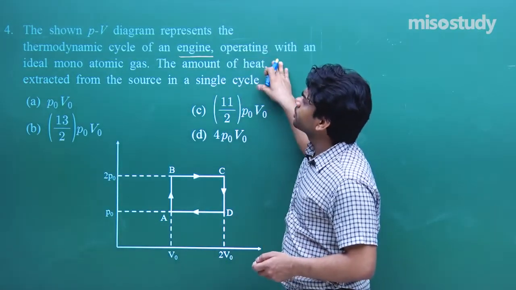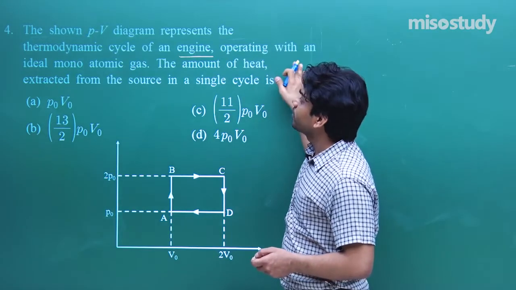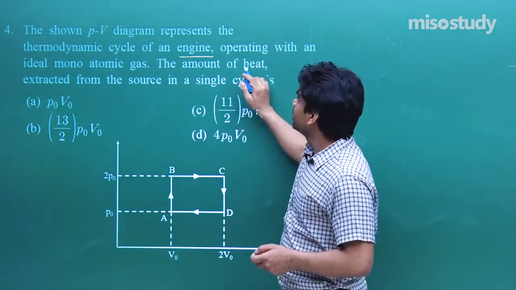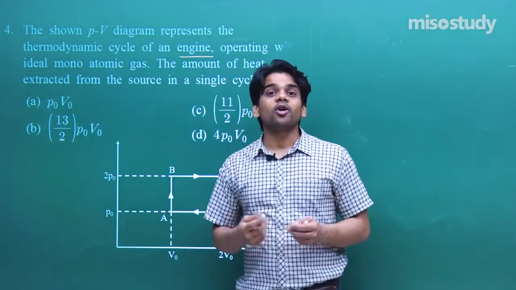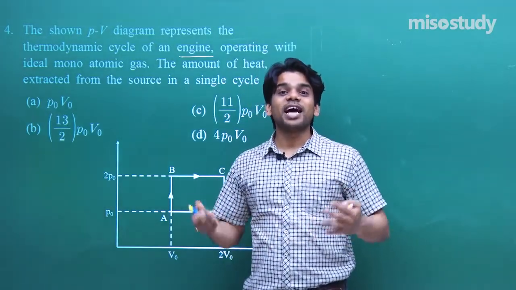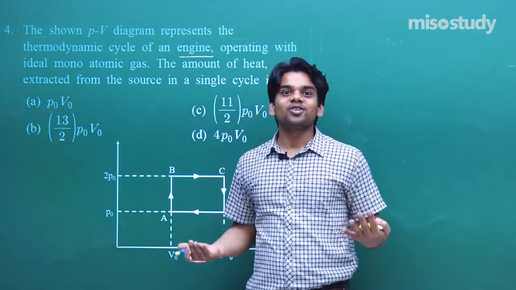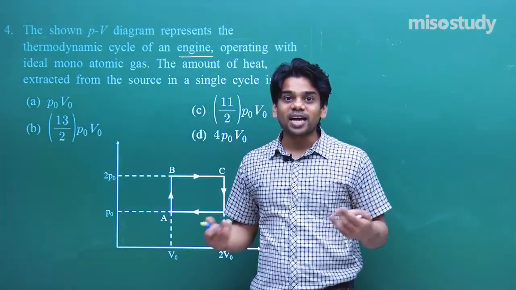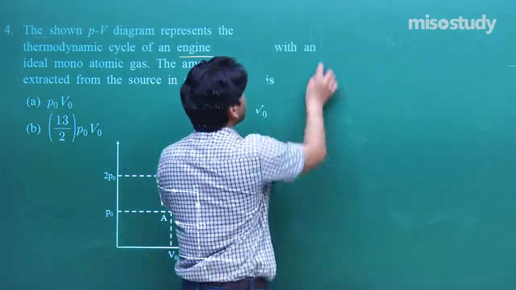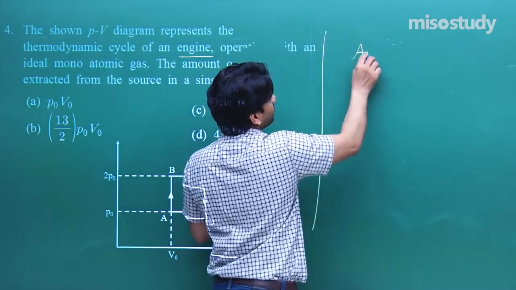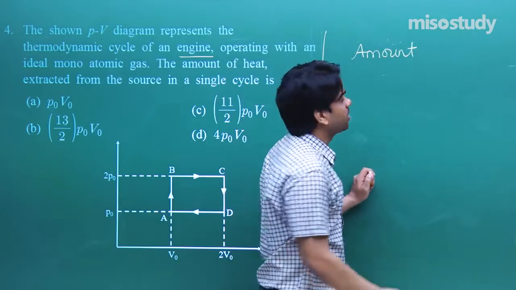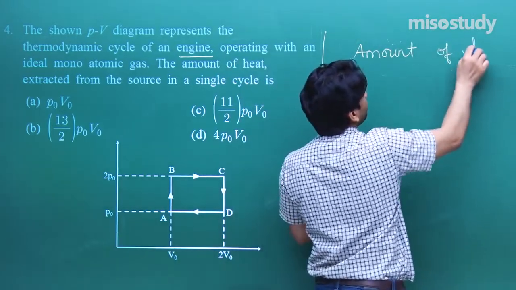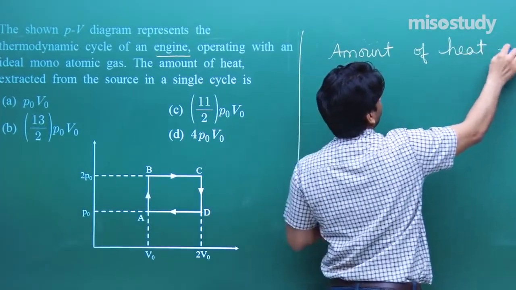The shown PV diagram represents the thermodynamic cycle of an engine operating with an ideal monatomic gas. We need to find out the amount of heat extracted from the source. That means when the gas expands, that is the only time when gas is going to extract heat energy. So amount of heat extracted, this is how smartly JEE takes care of your deeper understanding.